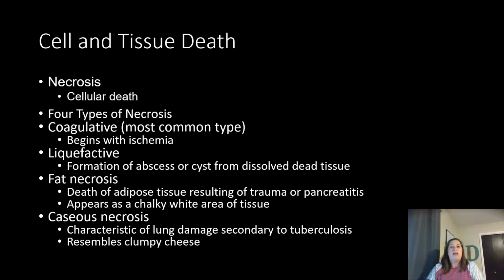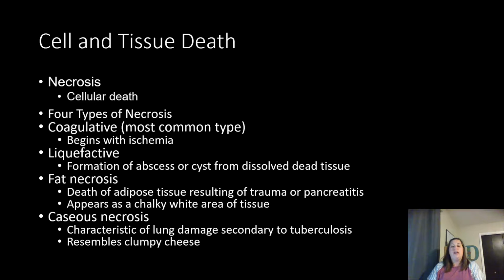We also see we have fat necrosis. Fat necrosis is death of adipose tissue, so fat tissue. This is a result normally of trauma or something like pancreatitis, inflammation of the pancreas. A lot of times, guys, fat necrosis appears as a chalky white area in the tissue, and it will have kind of a soapy look to it. It'll look like it's kind of slick. Okay, so it has a chalky white type of tissue that's present.